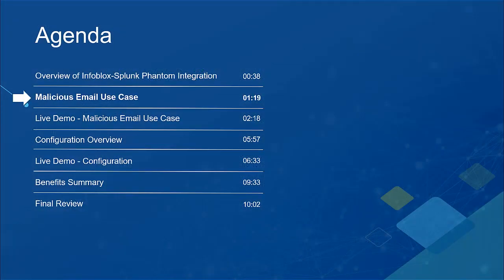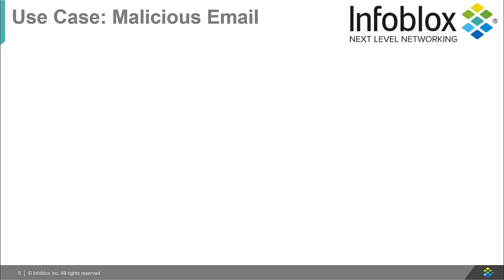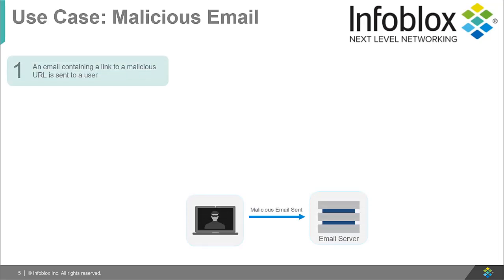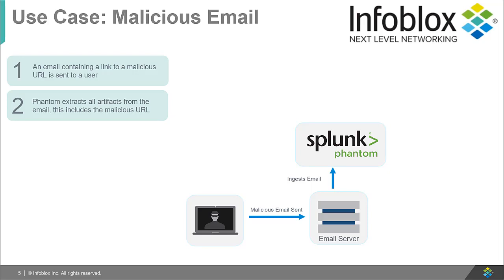Now let us look at a use case for this integration, which consists of the detection and mitigation of a phishing email that was sent to a user. First, an email containing a malicious URL is sent to a user. Then, Phantom extracts all artifacts from the email. This includes the malicious URL.